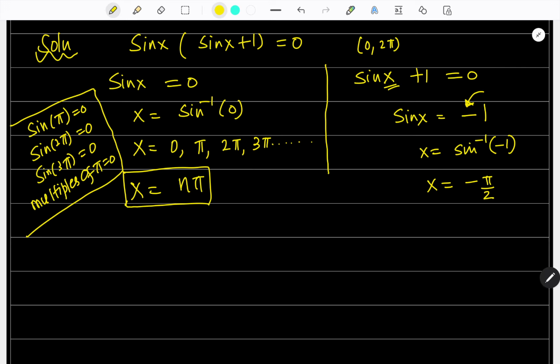Out of the interval. So this is not going to be your solution. Keep in your mind, this is out of the interval 0 to 2 pi because it is negative pi by 2. So which answer will give you minus 1?